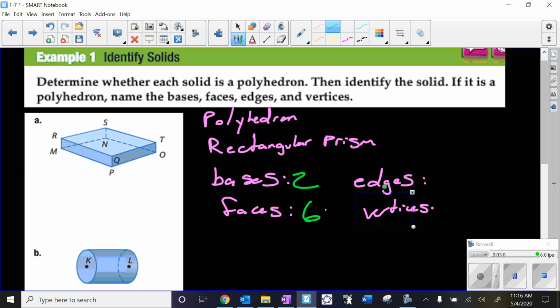For your edges, these are all your line segments. So there's 1, 2, 3, 4 on top, 5, 6, 7, 8 going straight up and down, 9, 10, 11, 12 on the bottom. Vertices, these are all your points. So like R, M, P, and Q, those are all vertices. That would make up 8 of them.